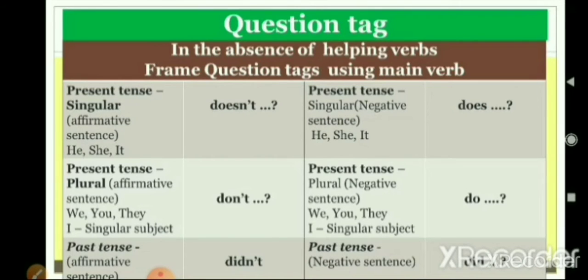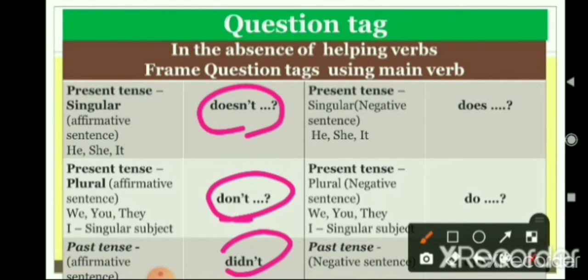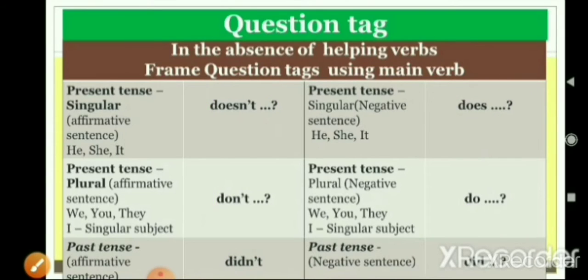In the absence of helping verbs, if the sentence contains a main verb, then the question tag uses an appropriate form of do verbs. Here you could see the do verbs. Yes, children? If the sentence contains a main verb, then the question tag uses an appropriate form of do verb.